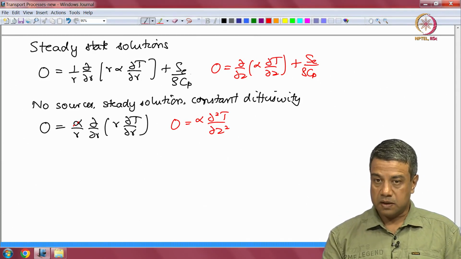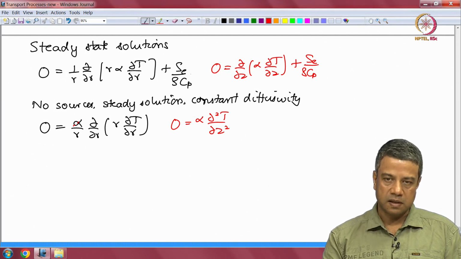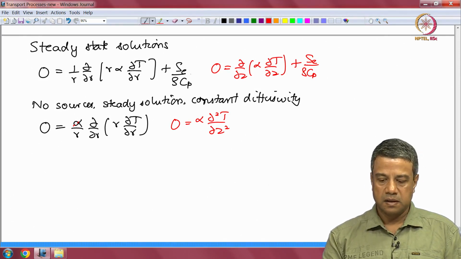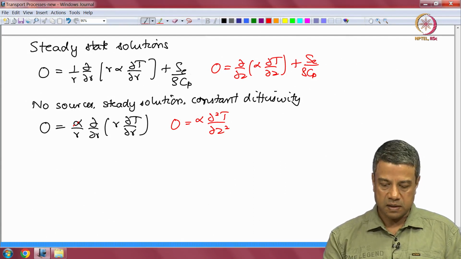So, for the Cartesian coordinate system, for which the equations are shown in red, at steady state the solution is that the temperature is a linear function of z. In the cylindrical coordinate system, that is not a solution. You can easily verify that. What is the solution? I will come back and discuss it in the next lecture. I will see you then.